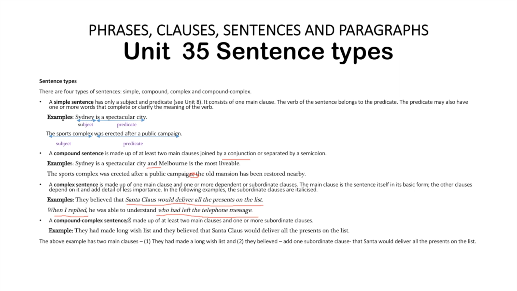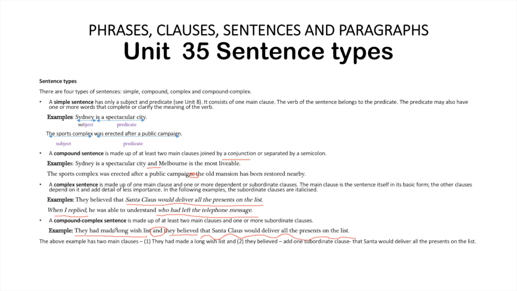For a compound complex sentence, you can imagine that we're going to combine this as well as the complex. It's made up of at least two main clauses and one or more subordinate clauses. Here's our example. They had made a long wish list, and I'm just going to circle the conjunction because we'll come back to that. They believed that Santa Claus would deliver all the presents on the list. So the above has two main clauses. They had made a long wish list. So there's our first main clause. And the second one is they believed. So we've got that in there again. And then the one subordinate clause is that Santa Claus would deliver all the presents on the list.